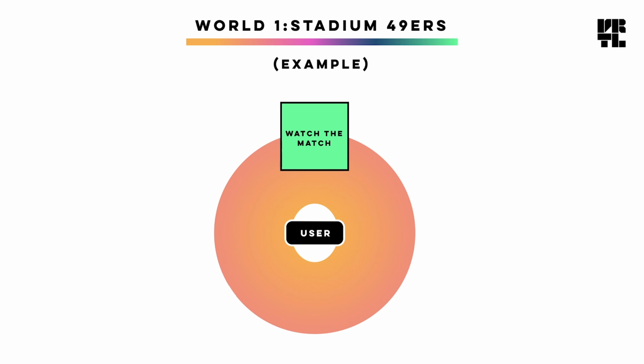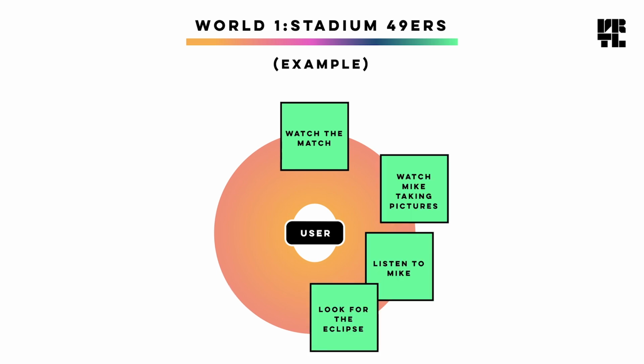So now I'm going to start putting the rest of my selected actions in a wall around the user. For example, I have watch the match, that was my starting one, watch Mike taking pictures, listen to Mike, look for the clips, and also look through your camera. At this point, you don't need to put them in any given order. Maybe, for example, I've put listen to Mike and look for the clips together because I imagine that both actions will be quite linked. But don't worry about this. Just place your selected actions into the different walls.